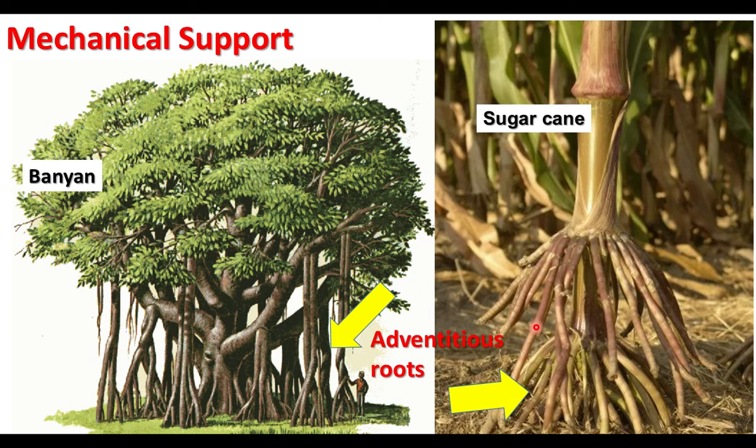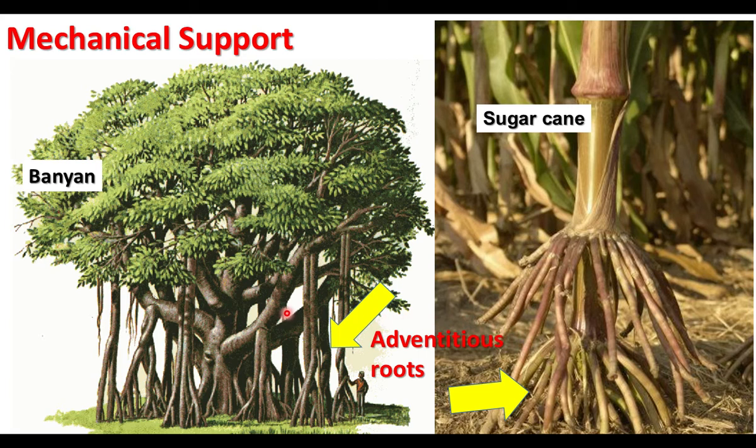These roots arise from the stem. When roots arise from the stem, such roots are called adventitious roots. In banyan tree, this root is an adventitious root. In sugarcane also, this root is an adventitious root. What is the use of these modified roots? They are not normal roots. Normal root is inside the ground. This is an adventitious root. It arises from the stem. Here also roots arise from the stem.